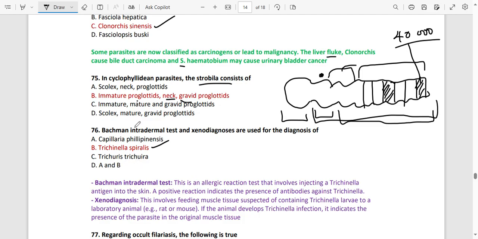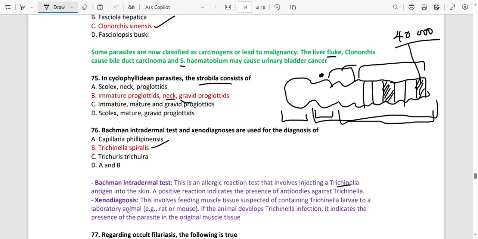Okay. So the Bachman intradermal test and xenodiagnosis. The Bachman intradermal test is an allergic reaction test that involves injecting the Trichinella antigen into the skin, and then a positive reaction indicates the presence of antibodies against Trichinella because we are injecting the Trichinella antigen.